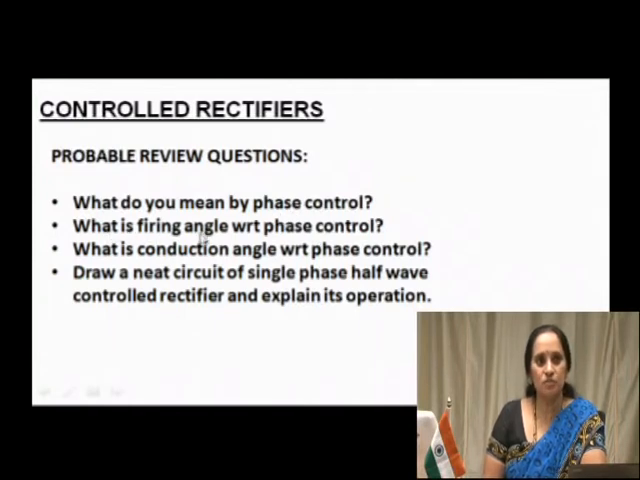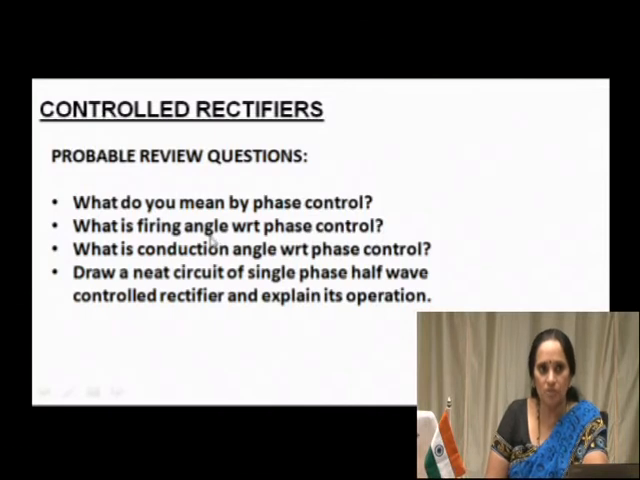Another question which may appear is, what do you mean by firing angle? Please give a definition with the relevant waveform. If you draw the waveform, it will fetch you more marks, which shows that you have understood the concept in a better manner. Similarly, what is conduction angle? That question may also appear, and definitely one major question you can expect is: draw the circuit of a single phase half wave controlled rectifier and explain its operation.